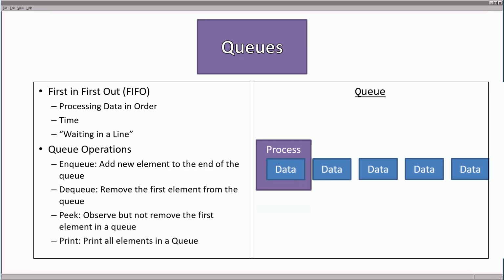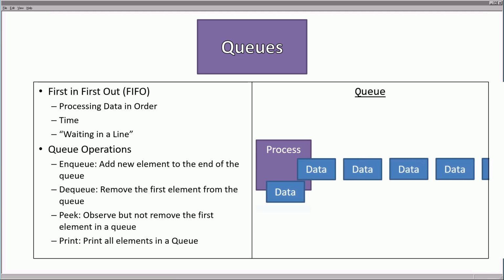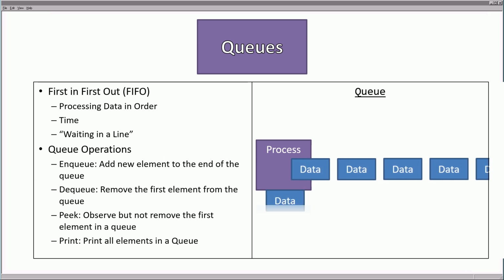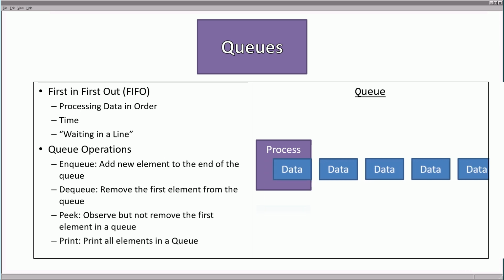In a previous lecture, we went over that a queue is a first in, first out data structure. It's used to process data in order, and you can consider this as waiting in a line. The common queue operations are enqueue, that adds a new element to a queue, dequeue, that removes the first element from a queue, peeking, which involves observing the first element but not removing it, and also printing all the elements of a queue.